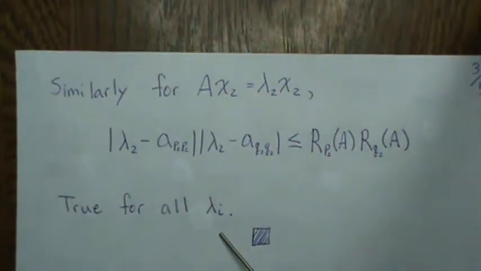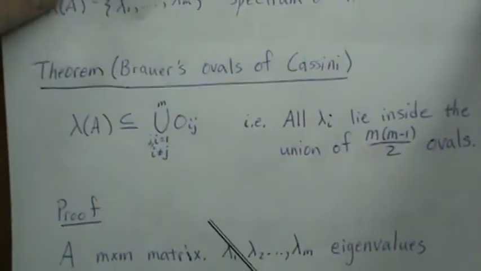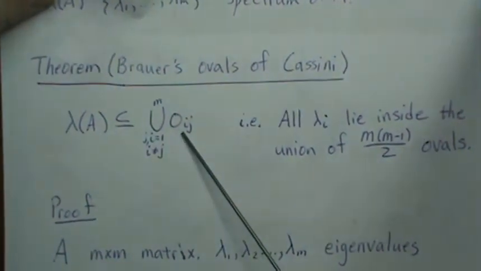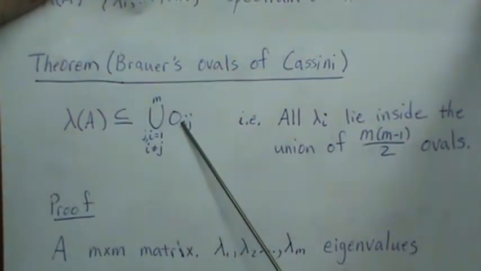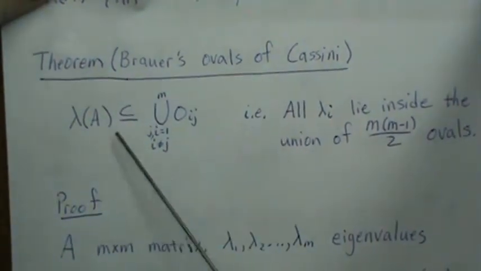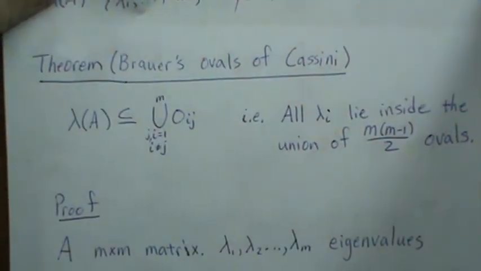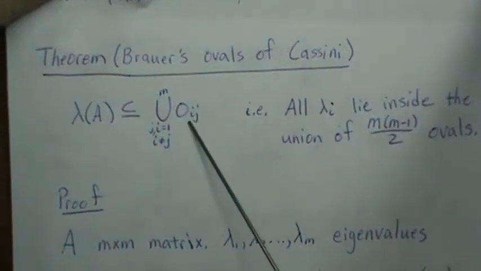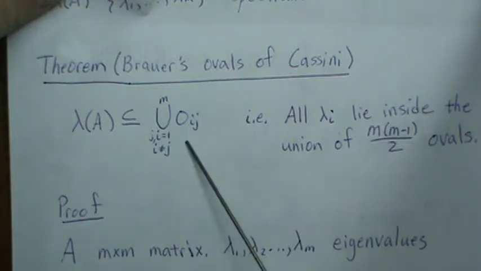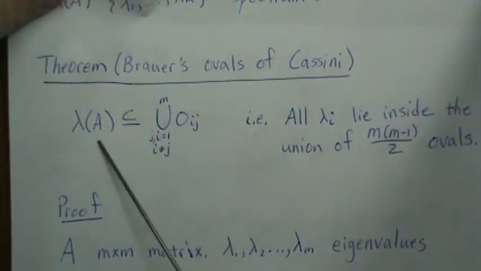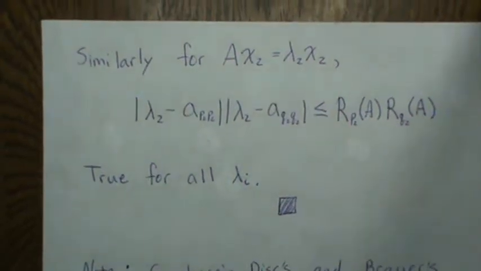And so the statement is true. What it says is that if we take the ovals of Cassini for all possibilities, then the spectrum has to be within the union of all those. Now, it may be that we don't need certain of these ovals of Cassini, but we don't know that beforehand. So we union them all, which guarantees that the spectrum has to be in there. And that's what we just proved there.